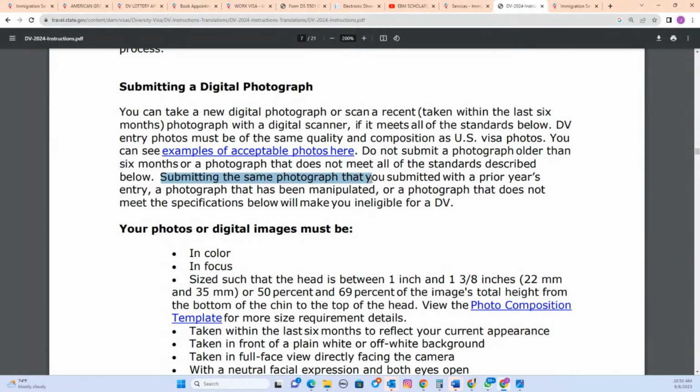Submitting the same photograph that you submitted with a prior year's entry, or a photograph that has been manipulated or does not meet the specifications below, will make you ineligible. So don't use the photo from last year's application. That's why, in the case of anyone whose photo we took last year, we didn't give the photo back, because we know you might make a mistake and use the photo of the previous year.